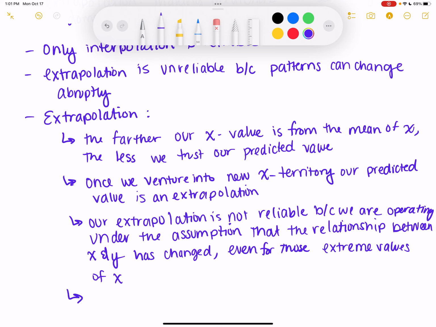And whatever you do, don't extrapolate into the future.